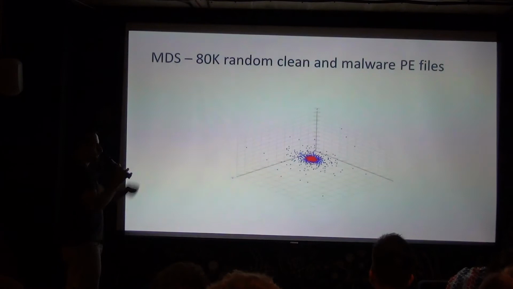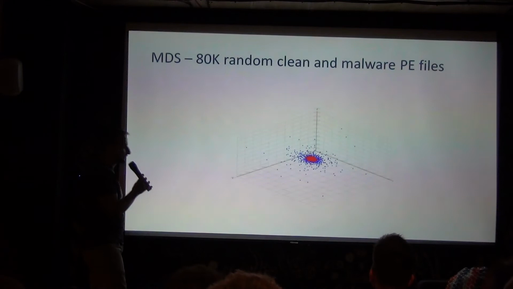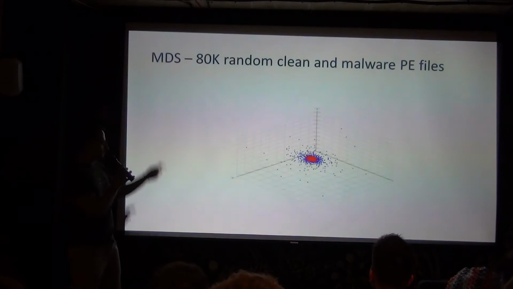This is a visualization of, I think, 80,000 random hidden malware files by multidimensional scaling. Of course, there are better visualization techniques, but this one was used to show you something.